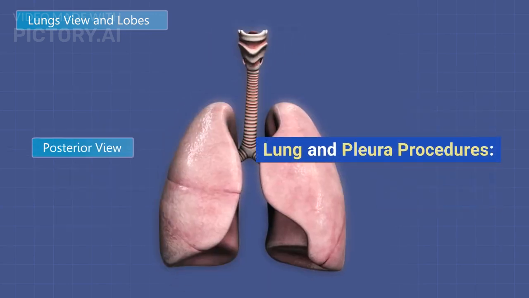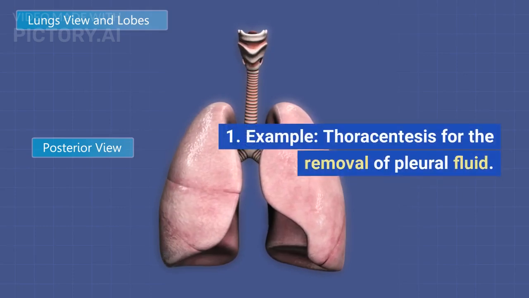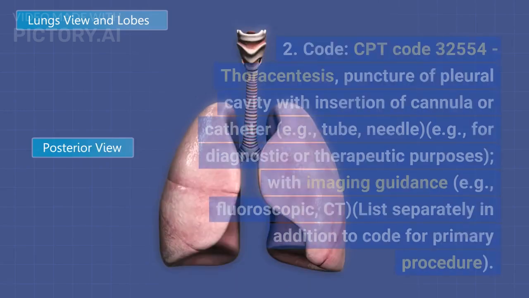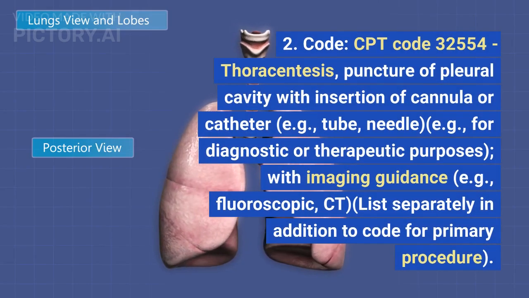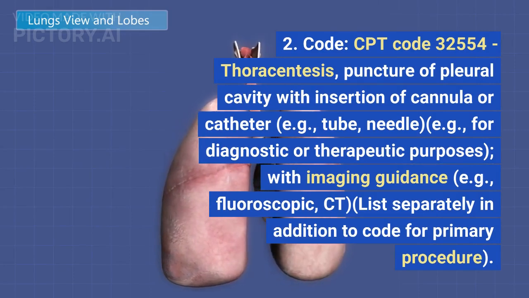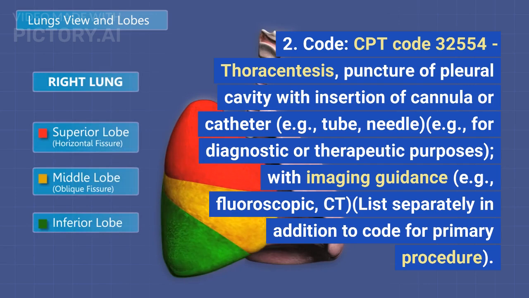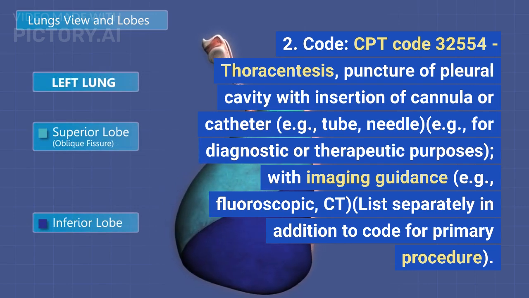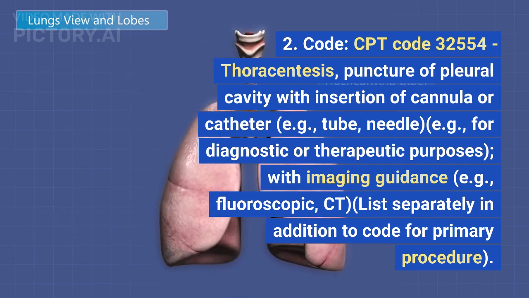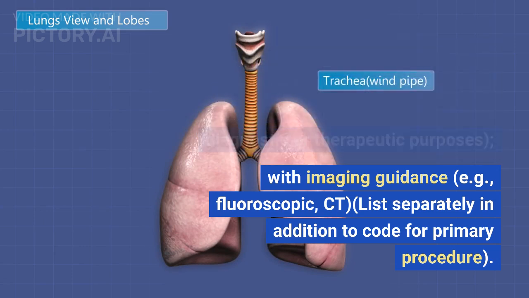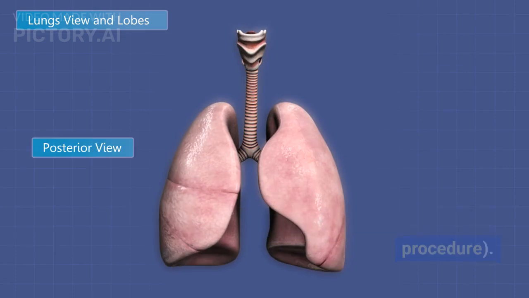Lung and pleura procedures. 1. Example: thoracentesis for the removal of pleural fluid. 2. Code: CPT code 32554 thoracentesis, puncture of pleural cavity with insertion of cannula or catheter, e.g., tube, needle, for diagnostic or therapeutic purposes, with imaging guidance, e.g., fluoroscopic, CT. List separately in addition to code for primary procedure.